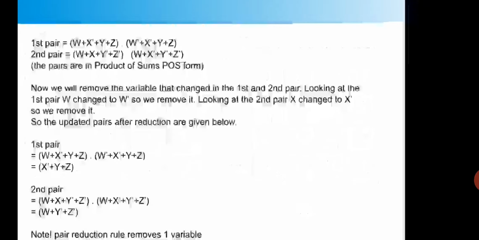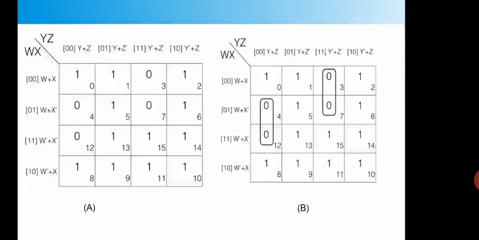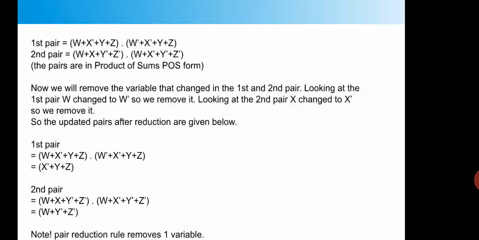So the first pair is W plus X dash plus Y plus Z, into, W dash plus X dash plus Y plus Z. This is the first pair. Now what is the first pair based on this image? It is nothing but W plus X dash plus Y plus Z, and into. Why are you going for into? Because ultimately both the values should be ANDed, isn't it? After ORing the literals, at the end you have to go for AND operation.